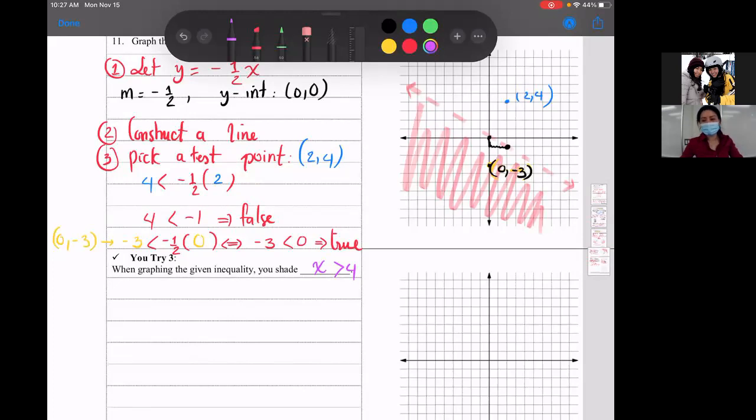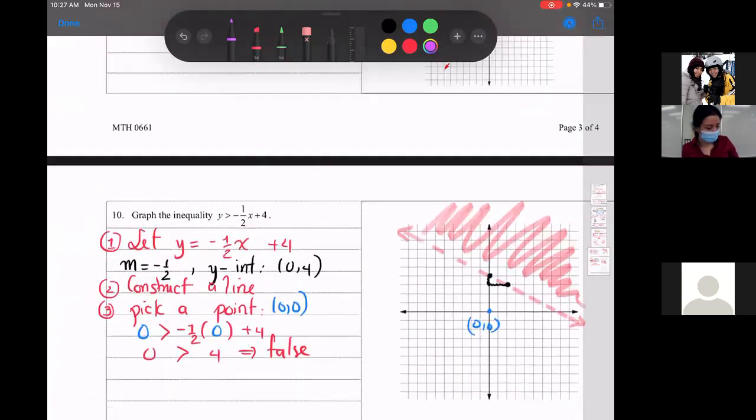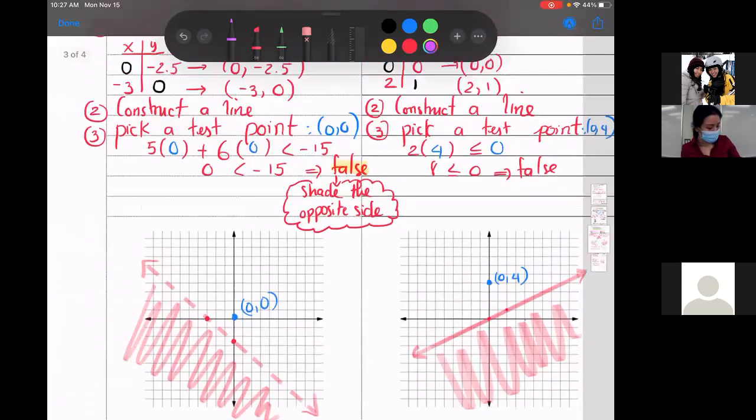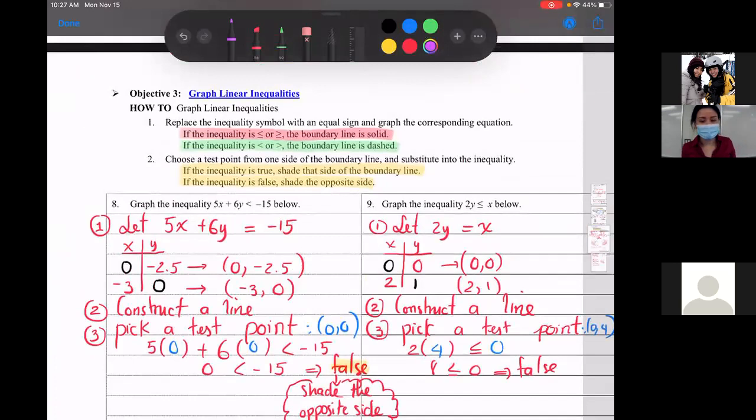Oh, Sade, if you're still there, if it turned out to be false, then you shade the opposite side of the point that you pick. Let me go back to the theory here. You see the one I highlighted in yellow? Yeah, I got it now. Oh, okay, good. Thank you. You're welcome.